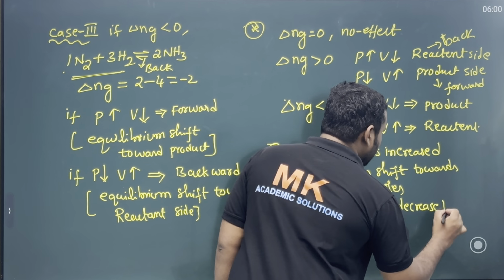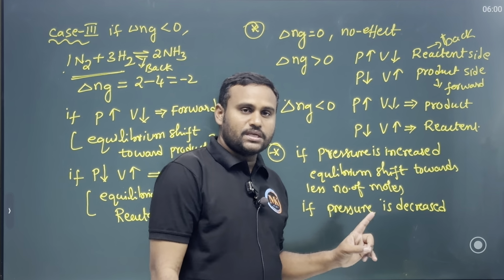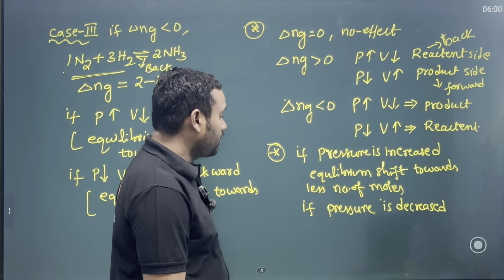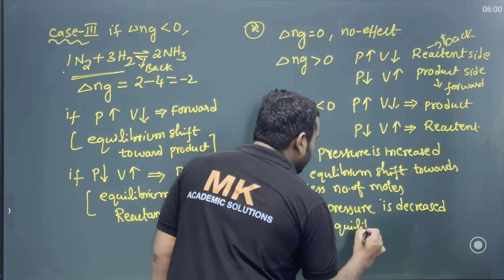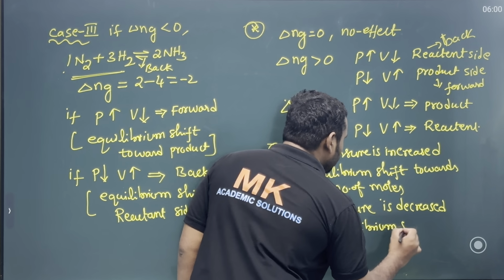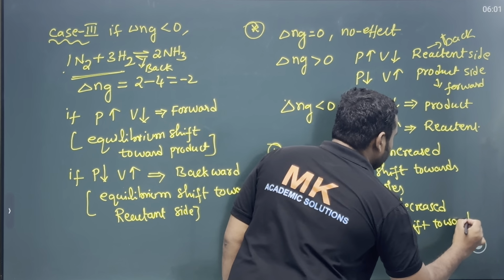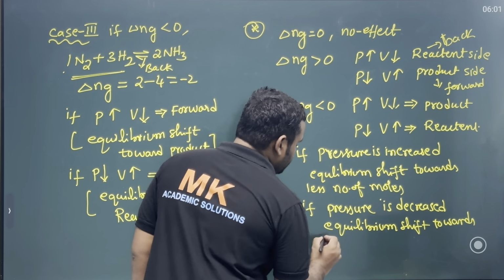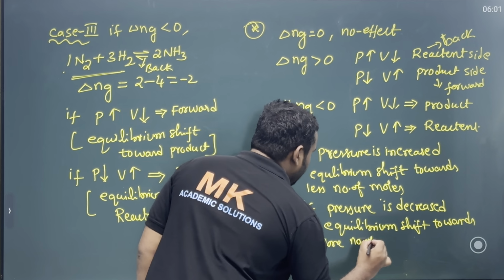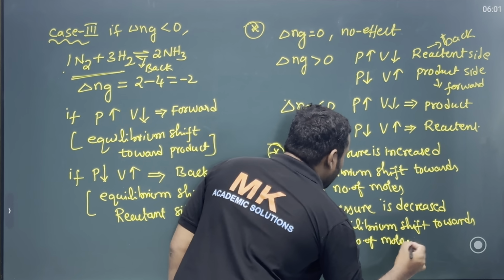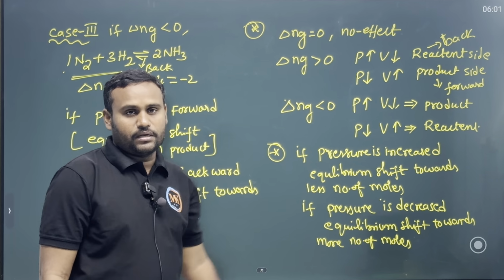If pressure is decreased, what will happen? If pressure is decreased, equilibrium shifts towards the more number of moles, more number of moles of gases. Okay, so this is the effect of pressure. So that is the summary of the effect of pressure.